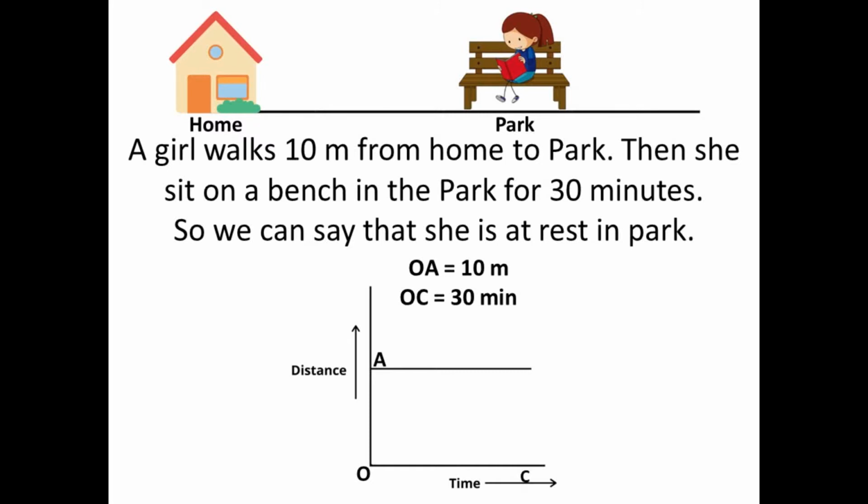तो जब आप पार्क में एट रेस्ट हैं, तब आपका डिस्टेंस टाइम ग्राफ एक पैरेलल लाइन होगी और इस ग्राफ में जो OA है वो आपका घर से पार्क तक का 10 किलोमीटर्स का डिस्टेंस रिप्रेजेंट करता है एंड OC रिप्रेजेंट्स those 30 minutes when you are sitting on a bench in the park.